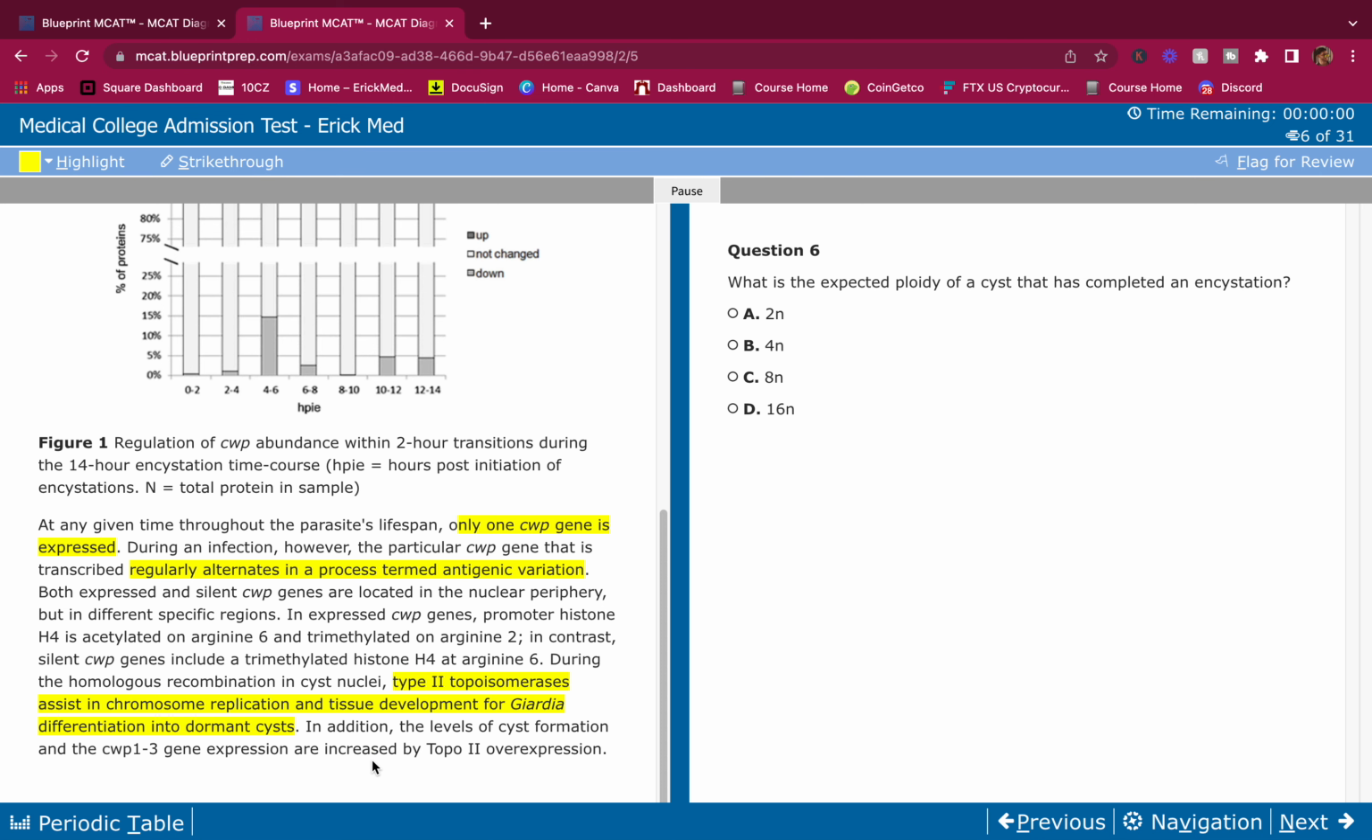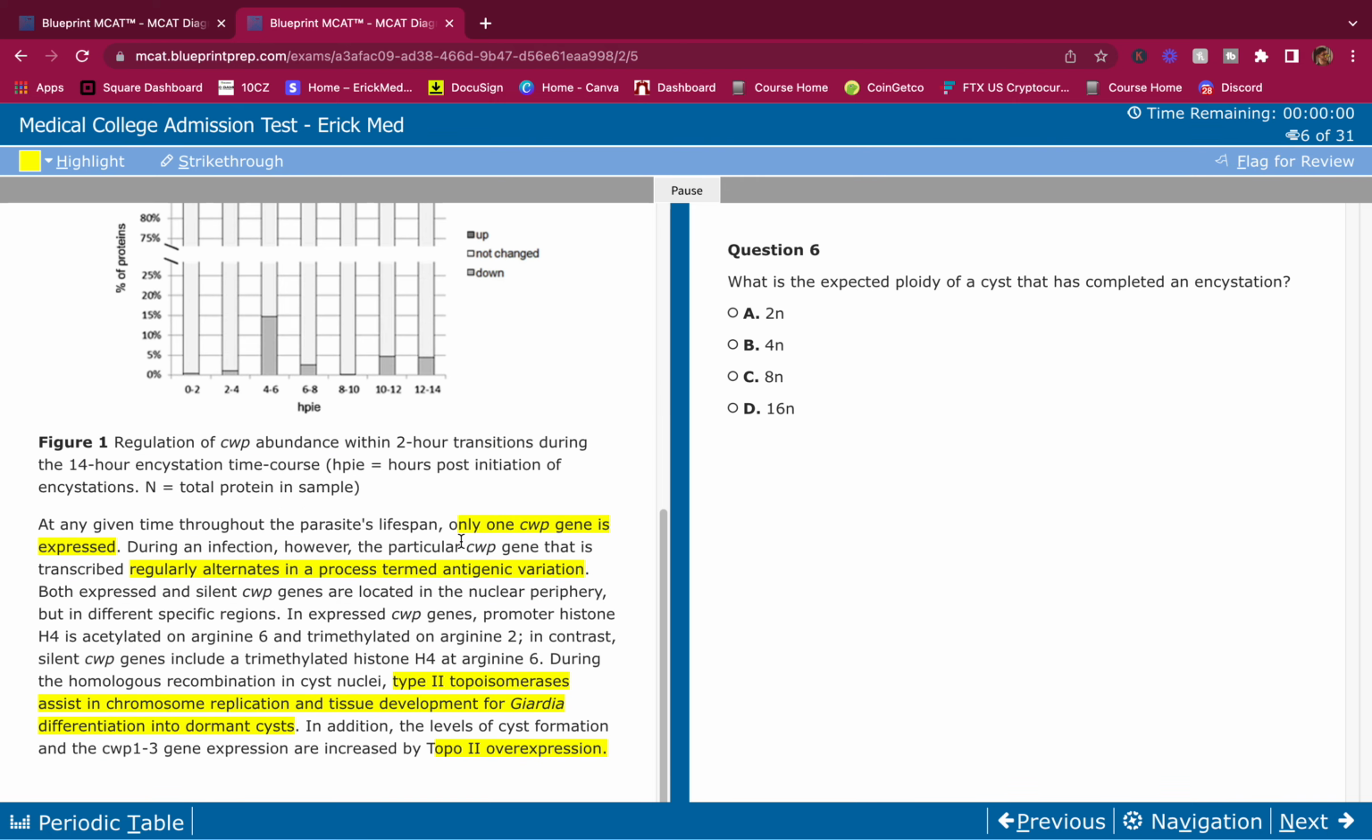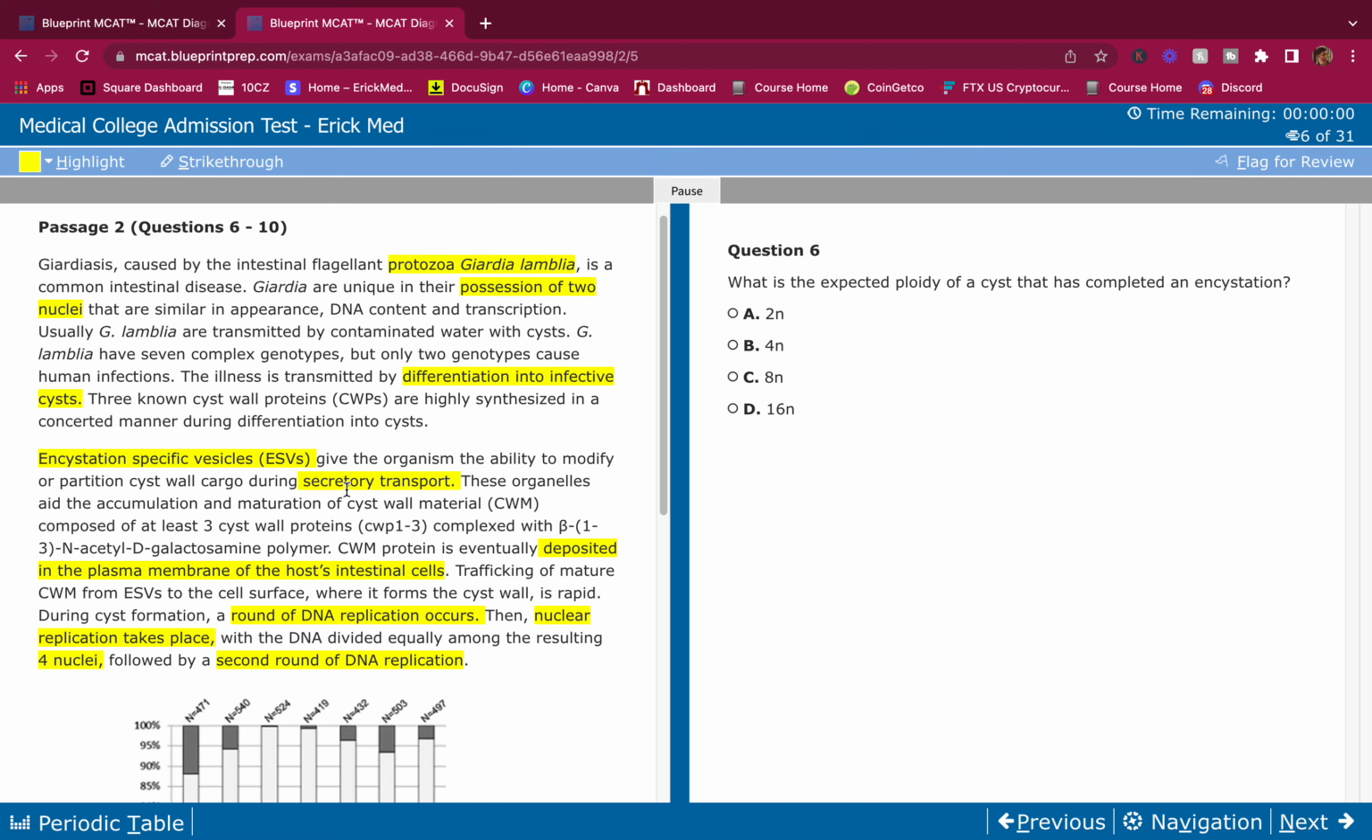In addition, the levels of cis formation and the CWP 1 to 3 gene expression are increased by topo 2 overexpression. Cool. Topo 2 is good. This is good. All right. Topo 2 overexpression is good. Cool. Long. And actually, no, not too long, but it's just on the long side, this passage.